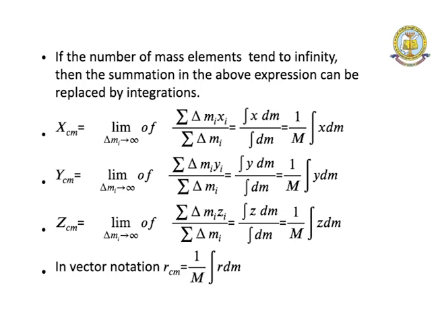So rCM is the position vector of the center of mass, and you can write rCM equal to 1 by M into the integral of r dm.